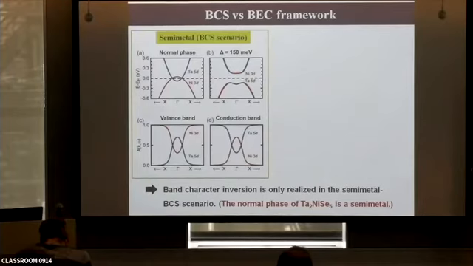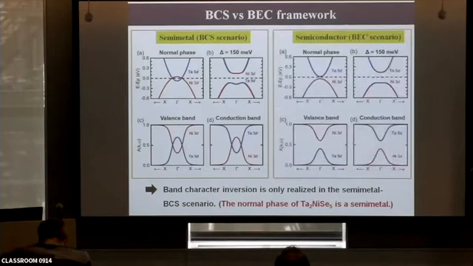So far, we considered the normal phase as the semi-metallic phase. But what happens if we consider the semiconducting normal phase? This is the case for the semiconducting normal phase. Here, the normal phase shows a small gap near the gamma point. When you introduce the excitonic interaction to the normal phase and set the excitonic order parameter as 150 meV, then the renormalized band dispersion also shows the flat band near the gamma point.